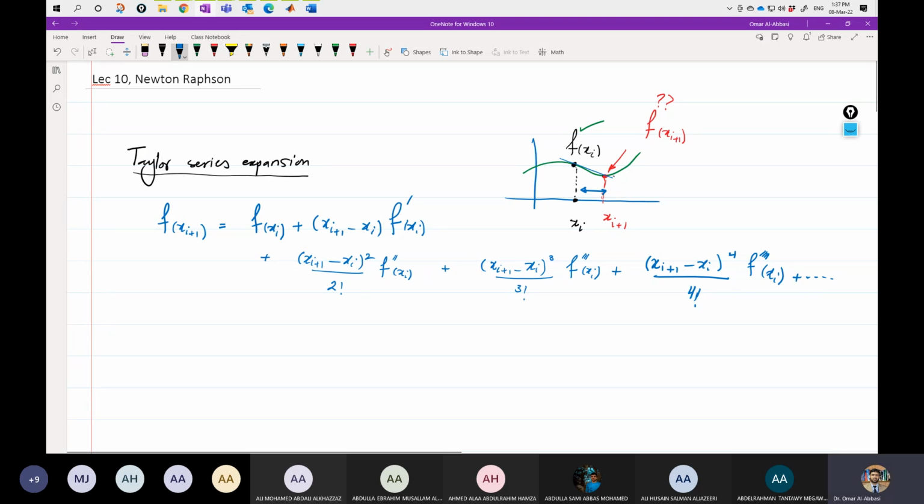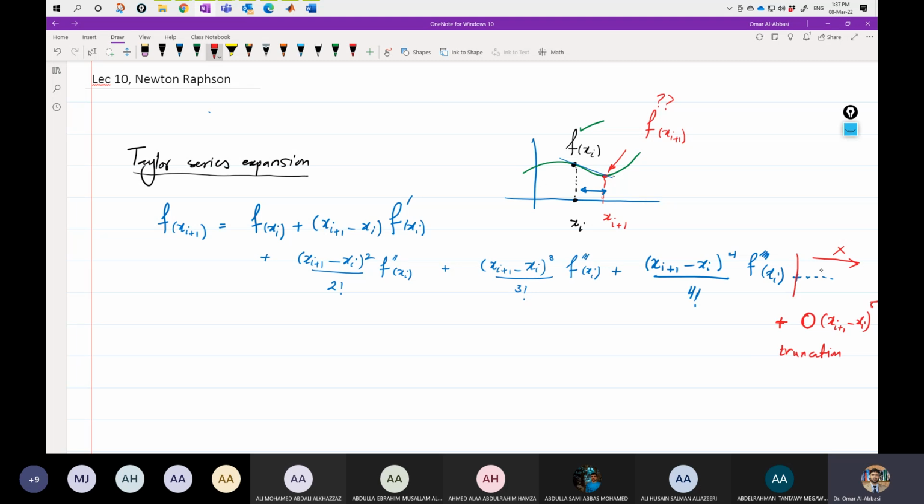So what do we say? We say that we will truncate the series. We will cut the series over there. So I will ignore all the terms that come after that. So plus something of order xi plus 1 minus xi to the power 5. So this is called, guys, truncation.